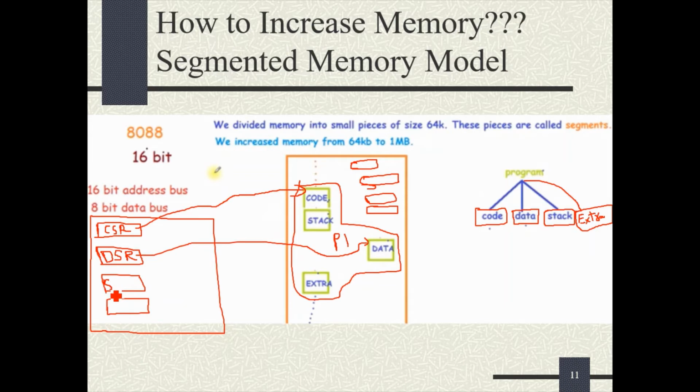Third is the stack segment register, SSR, which contains the starting address of the stack in the memory of P1. Fourth one is the extra segment register. The extra segment register would contain the address or the starting location of the extra segment of P1 in the memory.